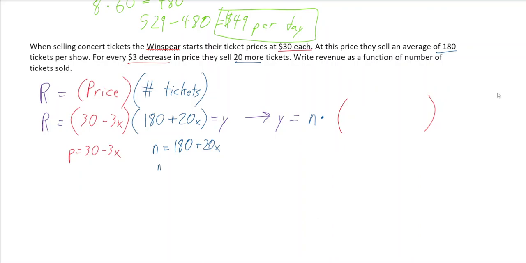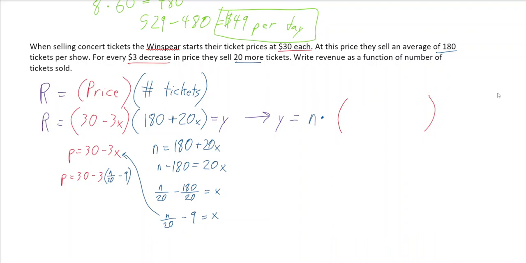So we're going to rearrange this to solve for x. So this is going to be n minus 180 equals 20x. Then we're going to divide by 20 on both sides. So n divided by 20 minus 180 divided by 20 equals x, which could be n over 20 minus 9 equals x. Okay, so this is what x is. So now we can plug it into this one. So substituting it in, p equals 30 minus 3x, which is 30 minus 3 times (n over 20 minus 9).